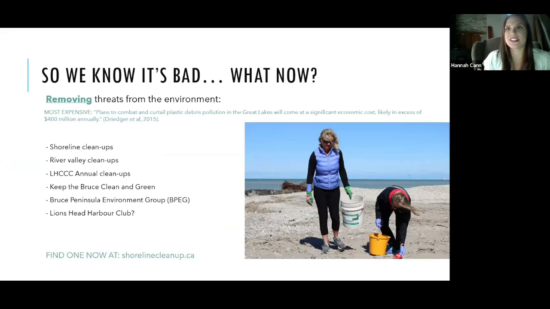In one study that I read, it said plans to combat and curtail plastic debris pollution in the Great Lakes will come at a significant economic cost of up to $400 million annually. That is a lot more than I think our tax dollars can handle for municipalities and other charitable groups. So the first two are definitely preferable options.